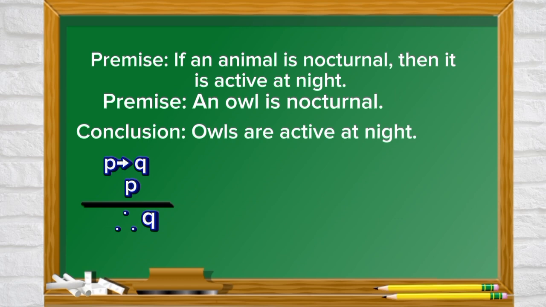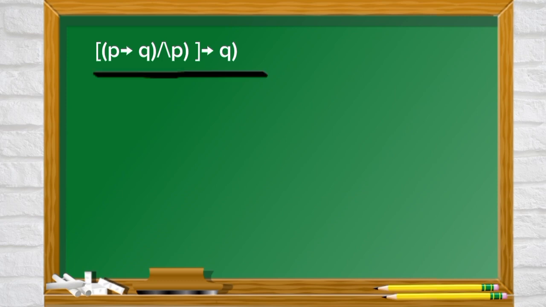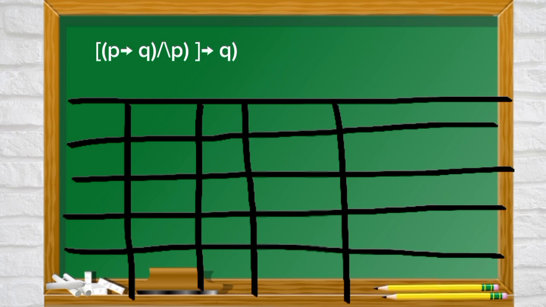The second statement says an owl is nocturnal, so we have P, and we want to see if we can reach the conclusion, these three dots here, which is therefore Q is true, because active at night is part of this statement here. So what we are going to do essentially is get to the final statement that if P then Q and P are both true, so this part is true, then Q is true. So this is what our final column will look like: if P then Q is true and P is also true, then Q is going to be a true statement.